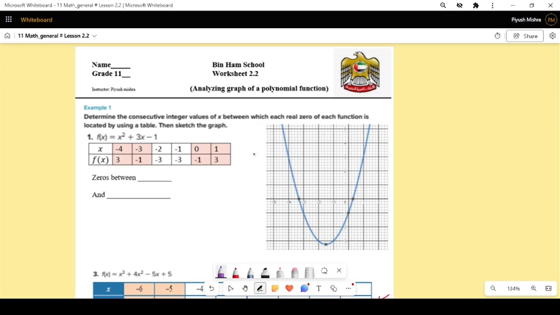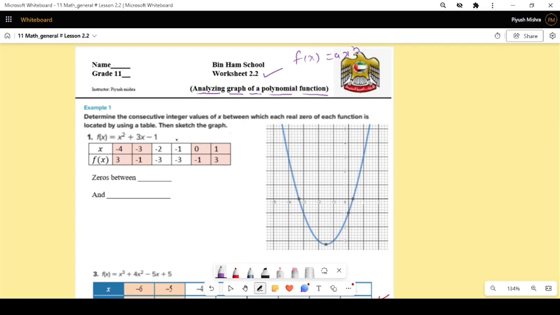So today we are going to learn lesson number 2.2. The topic name is analyzing graph of a polynomial function. We have already discussed what a polynomial function is. Any function something like this, ax to the power n, is a polynomial function. How to draw the graph we have learned in chapter 1.